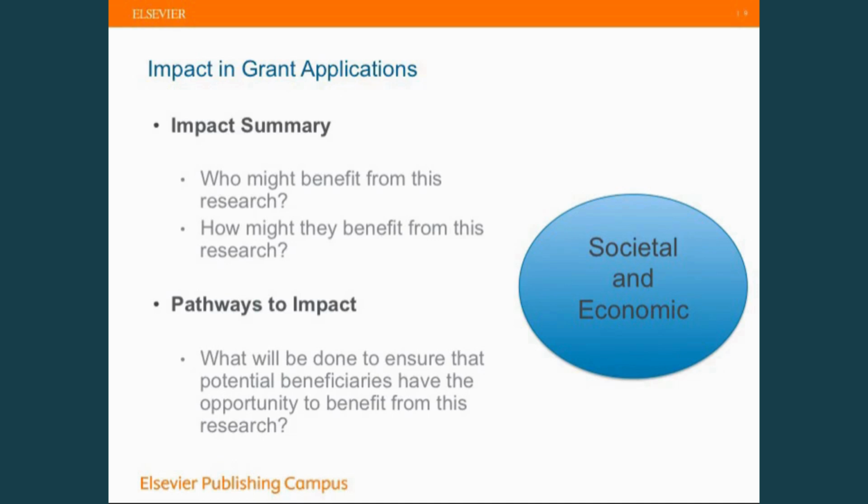So very often now, and certainly in the UK, when you're writing a grant application, you have to write an impact summary and the pathways to impact. Within the impact summary, you would have to write about who might benefit from the research and how they might benefit from it. And then write a pathways to impact, stating what will be done to ensure that the potential beneficiaries have the opportunity to benefit from this research.